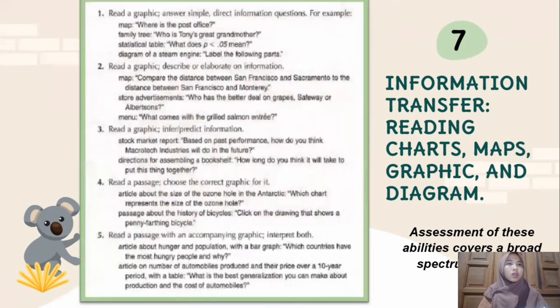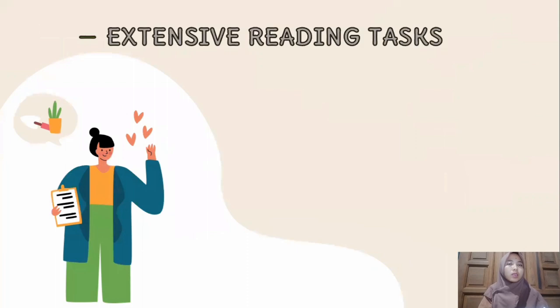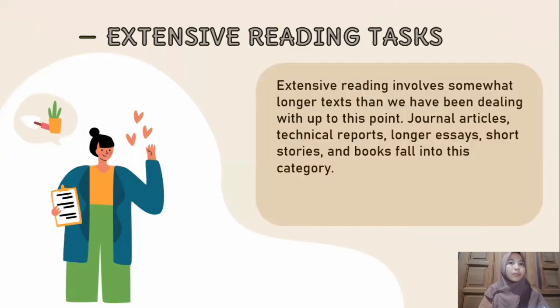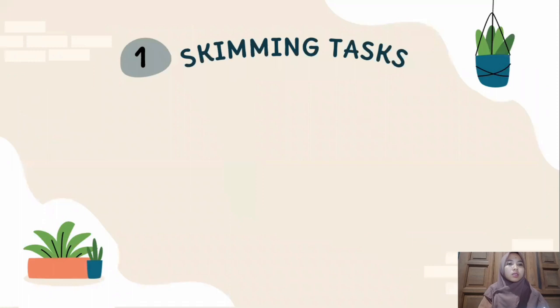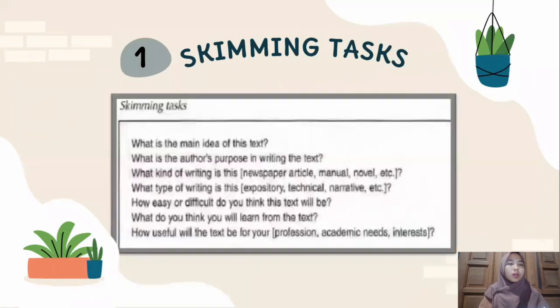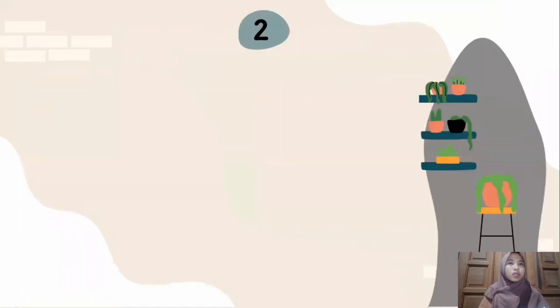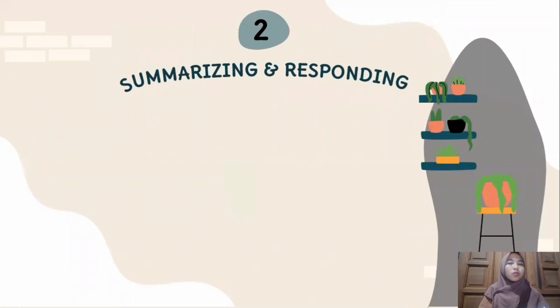So the next is extensive reading tasks. So there are 3 designing assessment tasks in extensive reading, such as the first one is skimming task. This is the example of this task. And the second one is summarizing and responding.